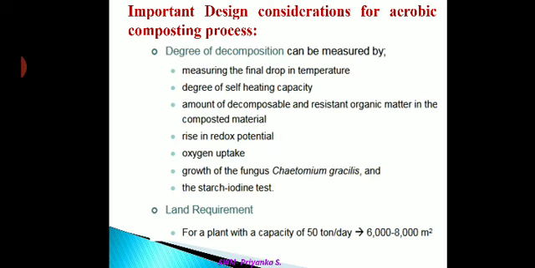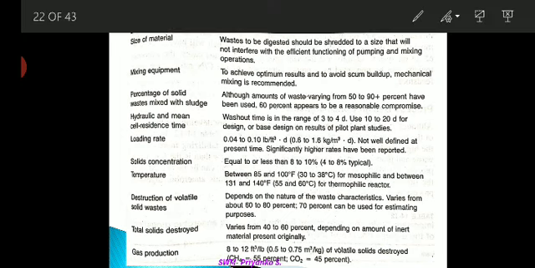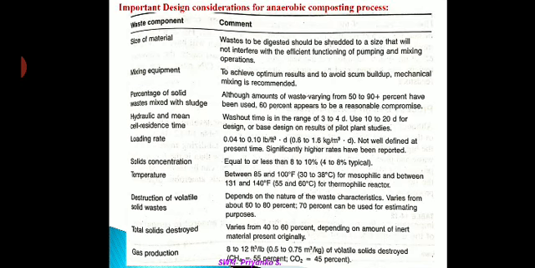If you want to generate and sell compost at 50 tons per day, you will have to set up 6,000 to 8,000 square meters of area. The land area required for a large plant will be less on a ton per day basis. That all depends upon how much capacity of the plant you want. So these are the important design criteria for aerobic decomposition.